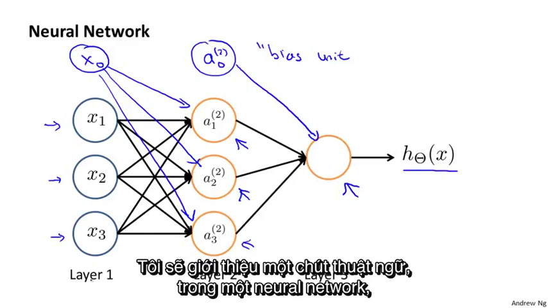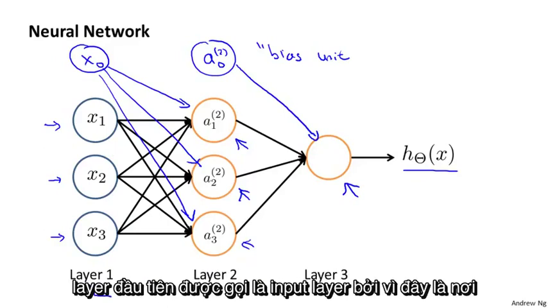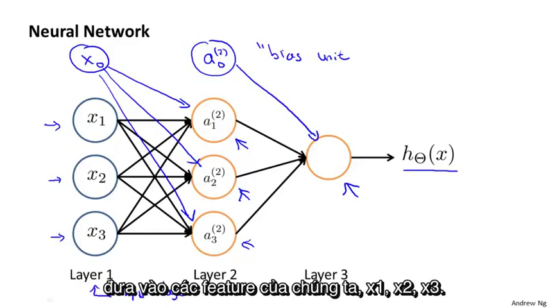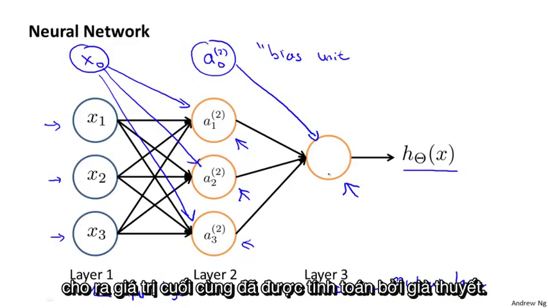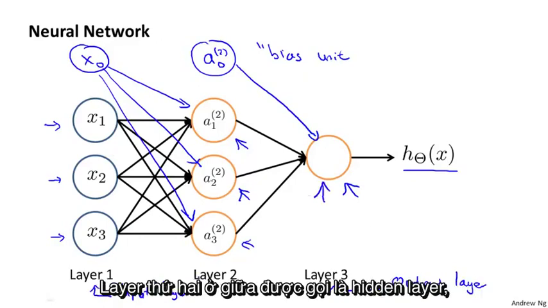To introduce a bit more terminology, in a neural network, the first layer is also called the input layer, because this is where we input our features, x1, x2, x3. The final layer is also called the output layer, because that layer has the neuron that outputs the final value computed by the hypothesis. And layer 2 in between is called the hidden layer.